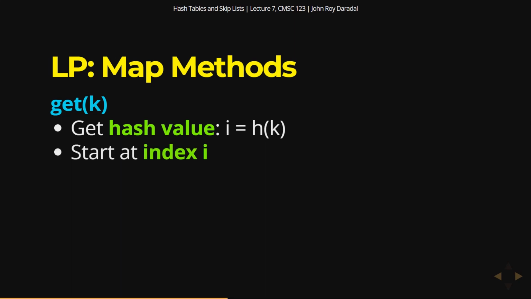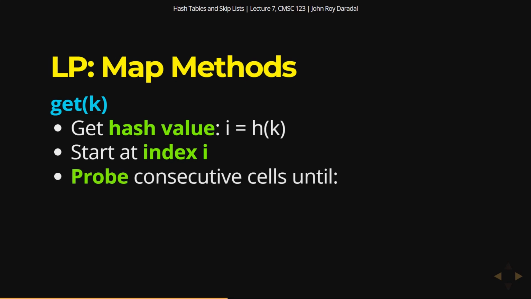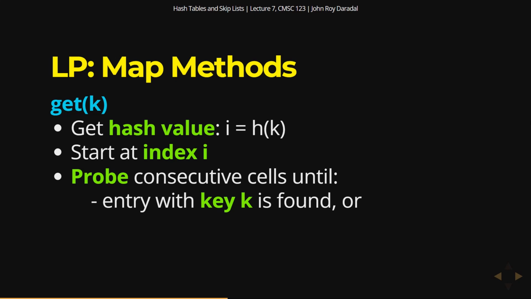Next, let's take a look at the different map methods and how they're done in linear probing, starting with search, which is get(k), the key k. We start by computing the hash value of the key k. Let's call that hash value i. We'll start at index i, and then probe consecutive cells until either the entry with the key k is found, or you've found an empty cell.